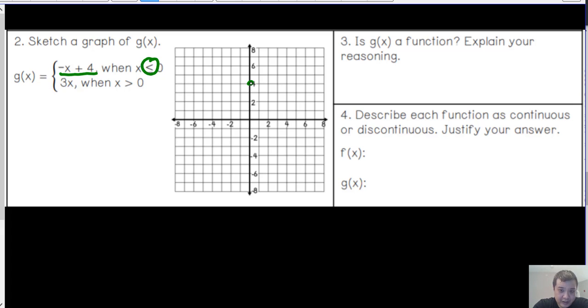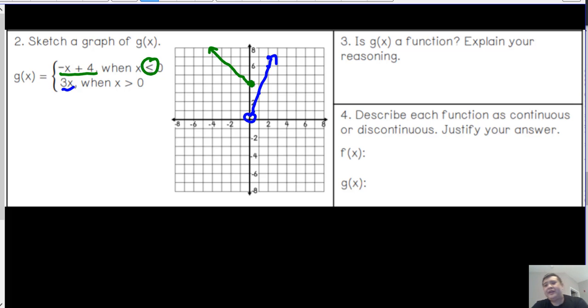Then we have a slope of negative 1. So that means if we're going to go backwards, that's going to be going upwards like this. And then we have 3x when x is greater than 0. If I plug in 0 right here, it's going to be 0. So that's going to be an open circle because it doesn't have the underline. So it's an open circle right here, with a slope of 3. So over 1, up 3, over 1, up 3. And it goes like that.